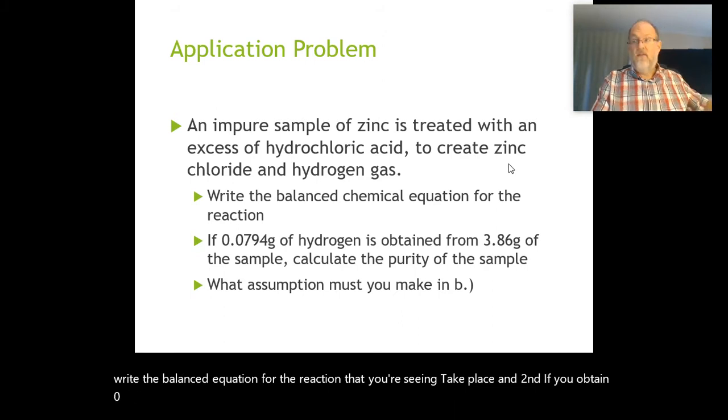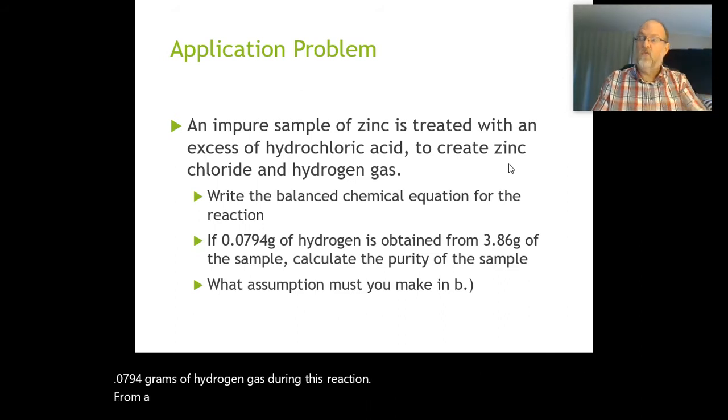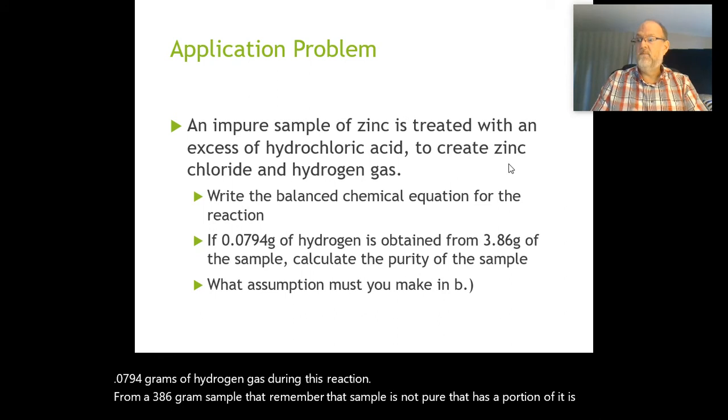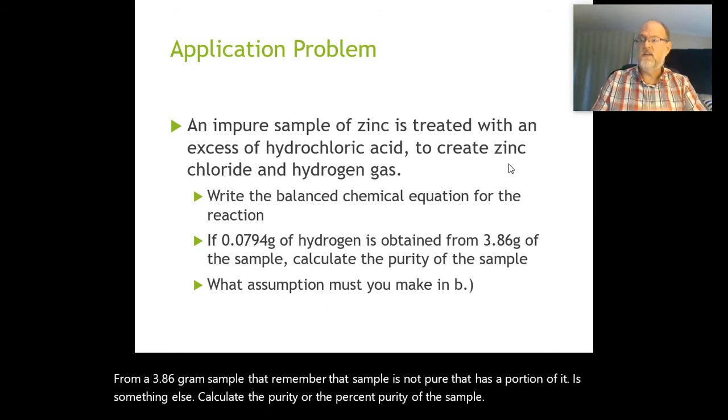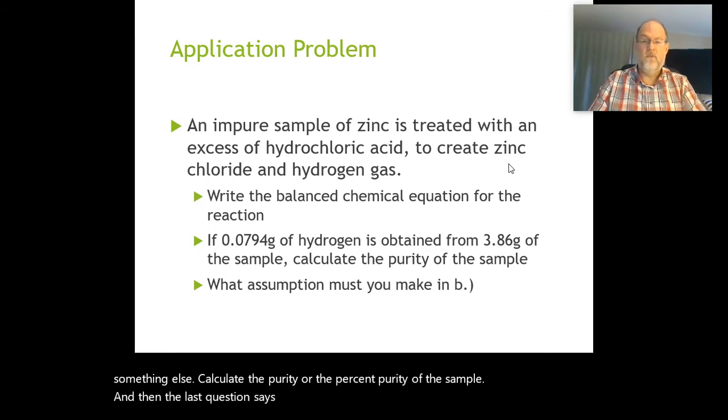0.0794 grams of hydrogen gas during this reaction from a 3.86 gram sample, remember that sample is not pure, a portion of it is something else. Calculate the purity, or the percent purity, of the sample. And then the last question says what assumption must be made for part B.